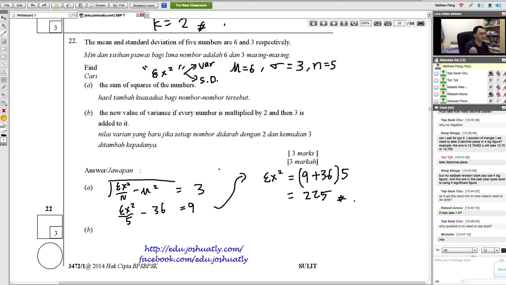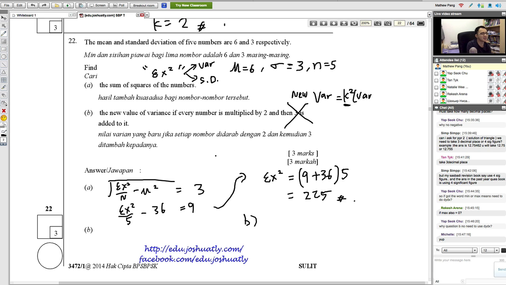Alright, then I will do B. Okay, B is something very crucial. The new value of the variance if every number is multiplied by 2 and then 3 is added. For variance and standard deviation, you can ignore the number that is added. You just focus on the multiplication. This is what happens for variance and standard deviation. But variance is slightly different. The number you multiply, you have to square it, because the new variance equals k squared multiplied by the old variance. K is basically the number you multiply by.